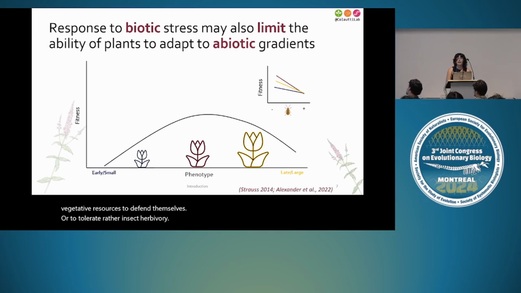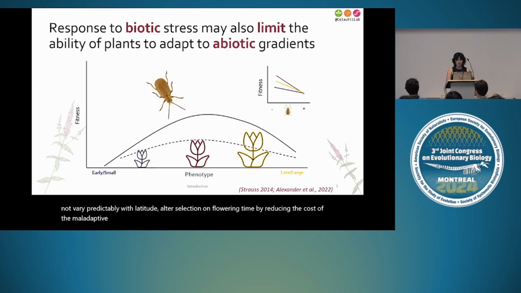However, response to biotic stress may also limit the ability of plants to adapt to abiotic gradients. One possibility is that biotic selection constrains developmental adaptation to that abiotic gradient I was talking about in the last slide, if random and patchy herbivory that does not vary predictably with latitude alters selection on flowering time by reducing the cost of the maladaptive phenotype. What I mean by that is, in this case, the optimum doesn't change, but the fitness landscape flattens and decreases the efficiency of natural selection.